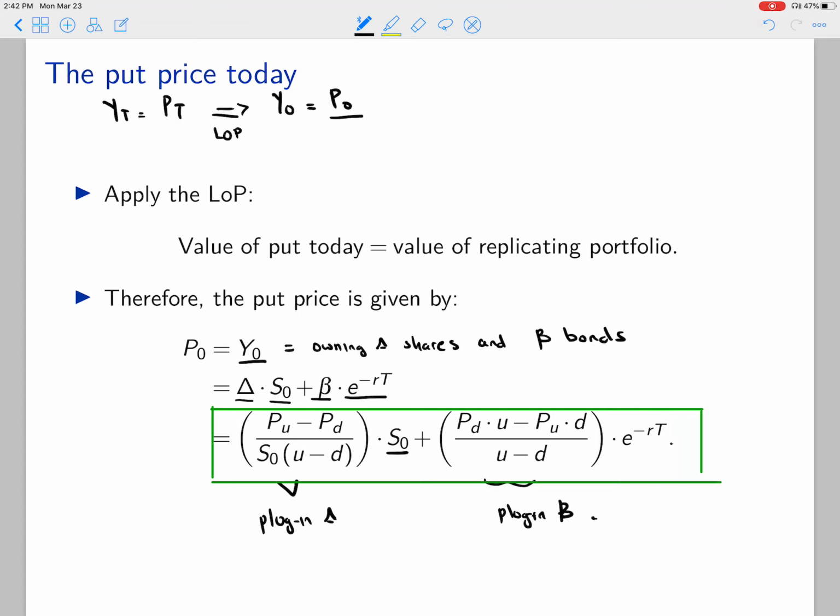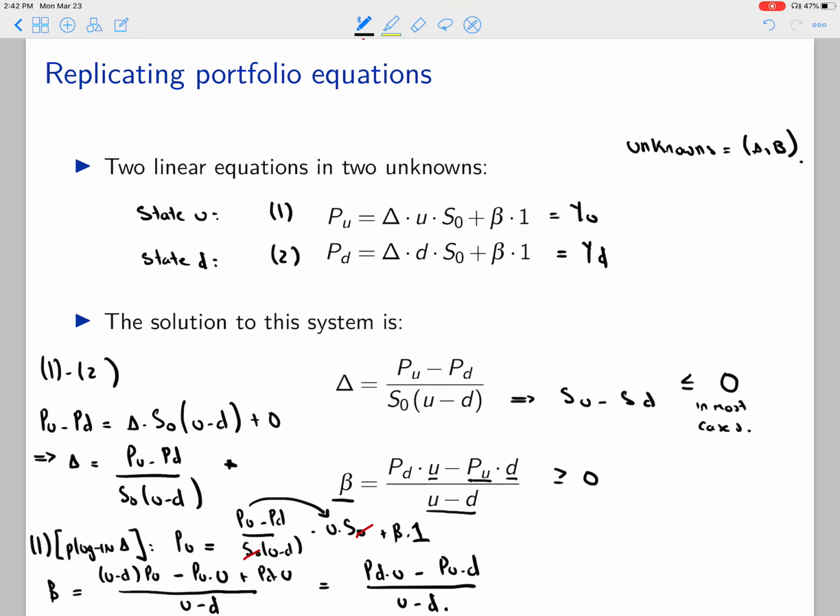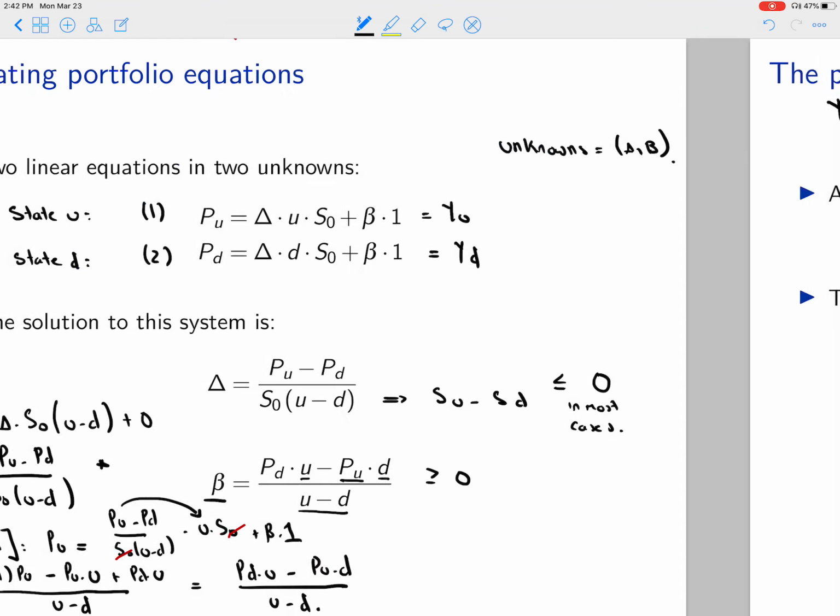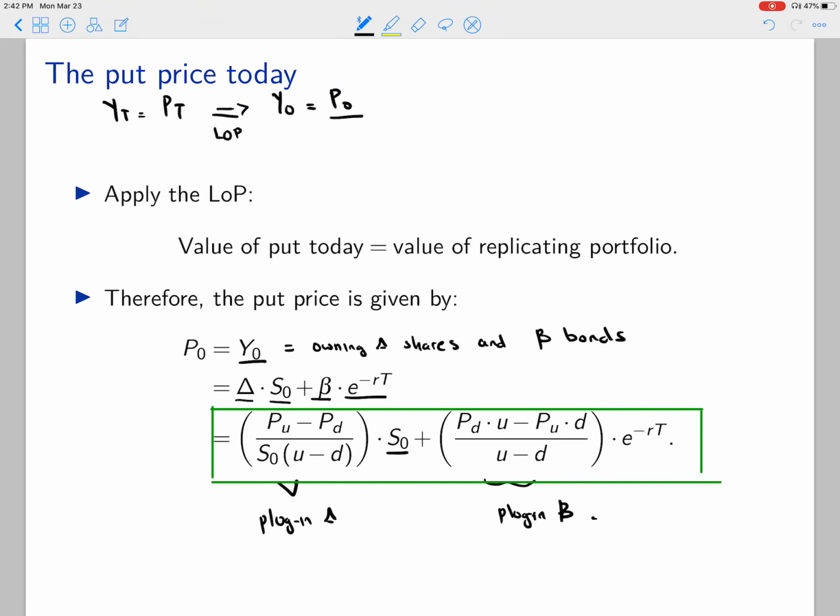Okay, the formula is messy, don't get me wrong, but once you know the underlying logic, go out, solve a system of two linear equations and two unknowns to find the replicating delta and beta. Then the price of that replicating portfolio is the price of the put. Price of the replicating portfolio is simple to calculate because you know exactly how many shares you own, which is delta. You know the price per share, S0, and you also know the number of bonds you own, beta, and the price per bond, e to the negative RT. Okay, easier to remember that way, the logic way, than just remembering the formula.